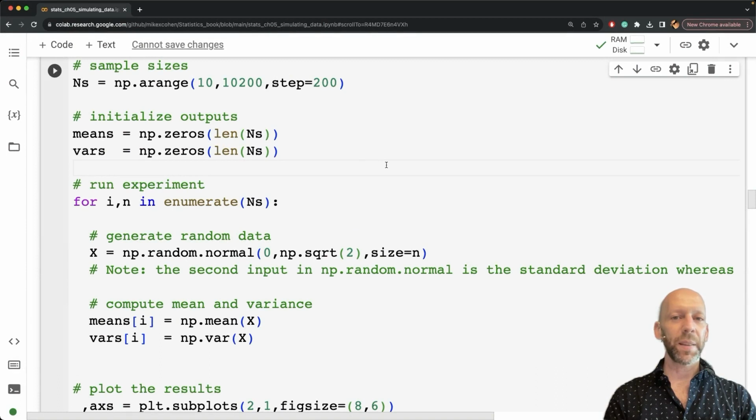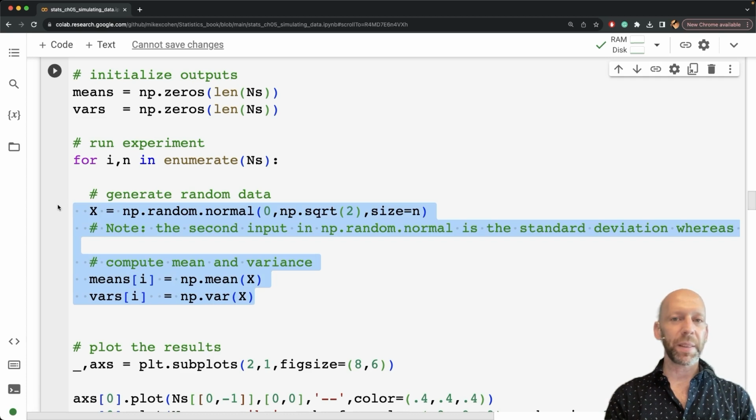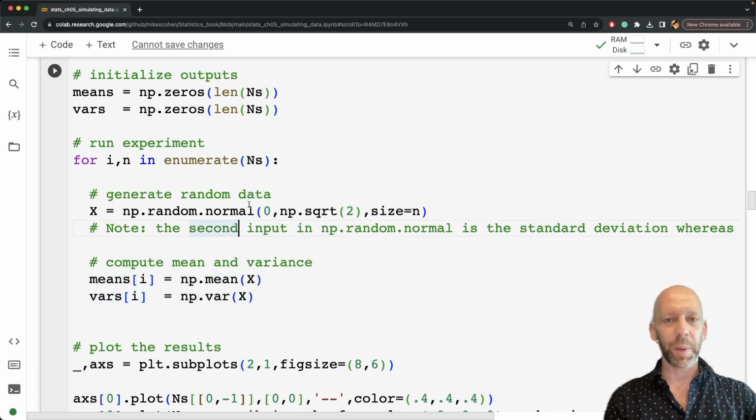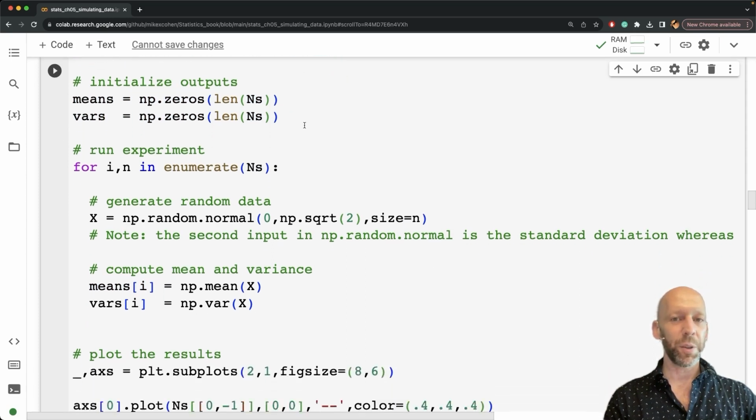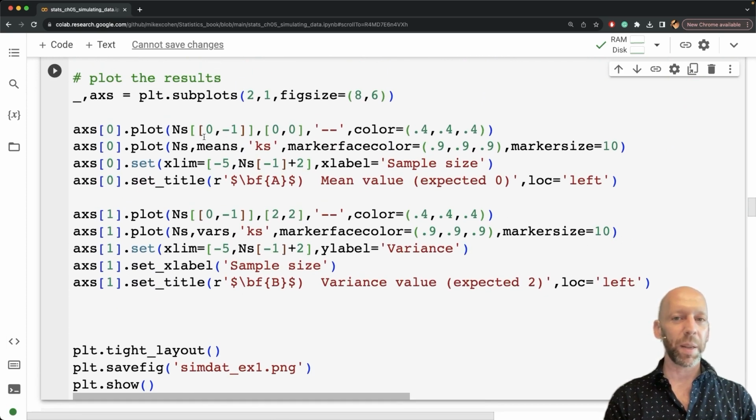So this code is, I think, pretty straightforward. Here I'm taking the code from the previous cell where I generate the random numbers and then compute their means and variances, and I'm just making some small adjustments to store these results, these characteristics, in vectors that I define and initialize here. And here is the vector of sample sizes. You can see I'm going from 10 to 10,000 in steps of 200. And then here I'm just plotting the results of the experiment as well as the expected values of the results.